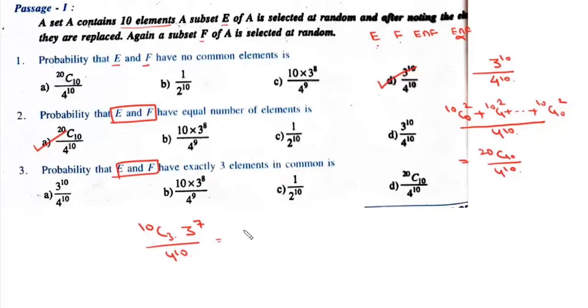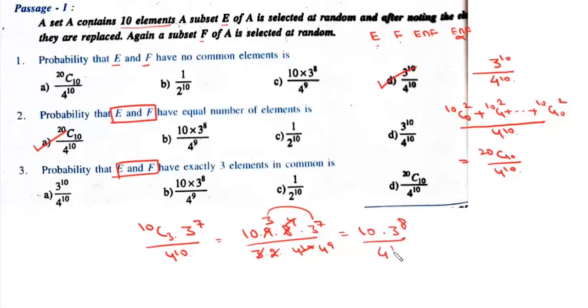Now 10C3 is 10, 9, 8, into 3 to the power 7, and this is 3, 2 and 4 to the power 10. Now this is 3, this is 4. Now we'll take it here and we'll divide 4, so it will be 4 to the power 9. So we can write this as 10 into 3 to the power 8 upon 4 to the power 9, and that's your option B.